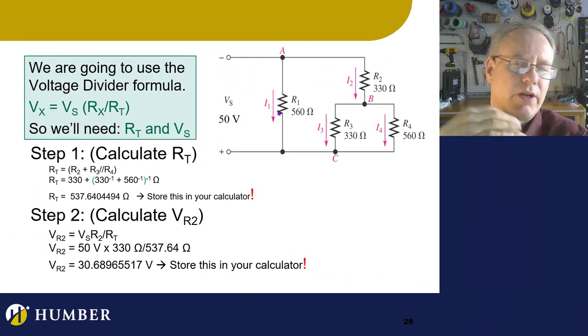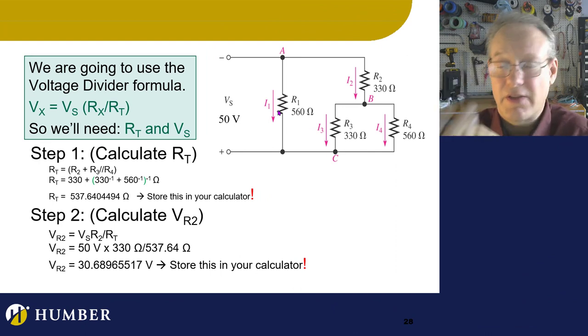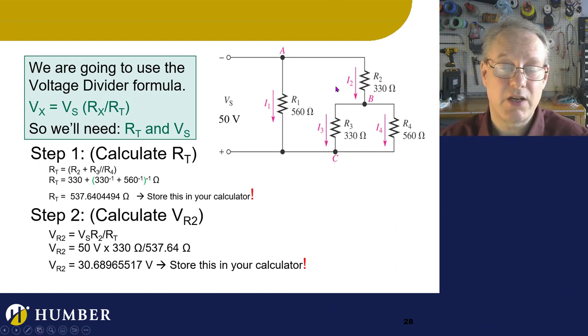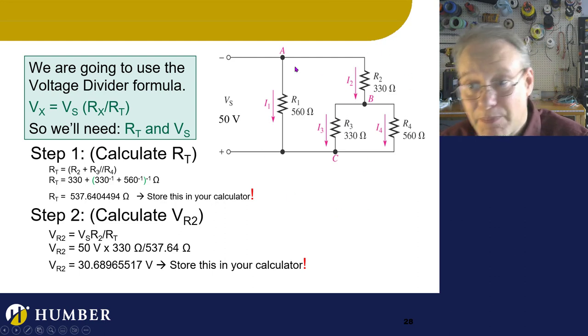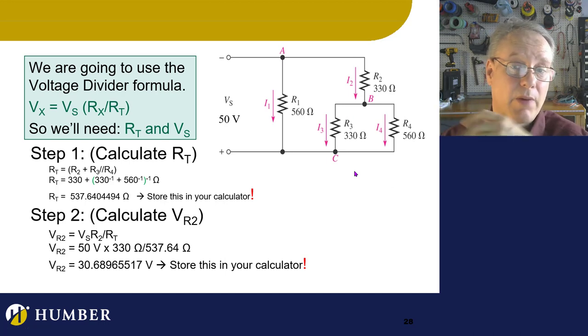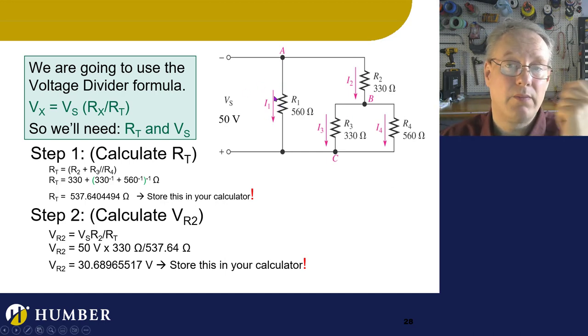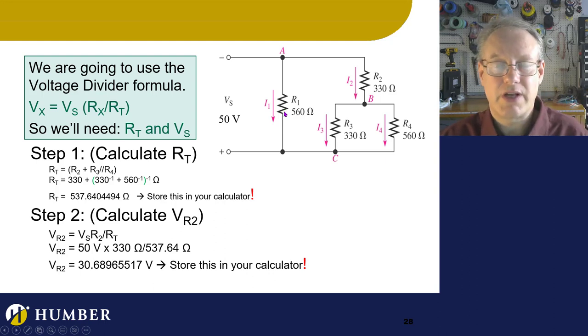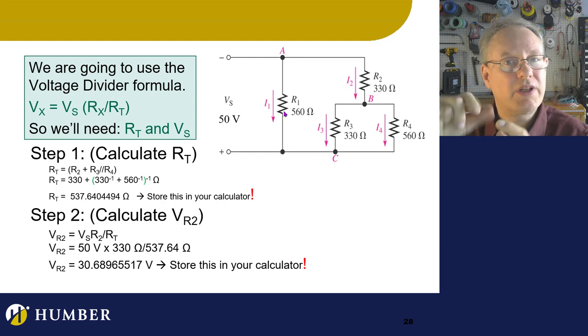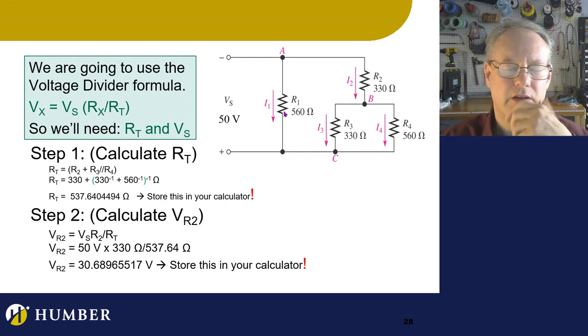Okay, now I want to talk about how to use the voltage divider formula in a series parallel circuit. Specifically, we're going to use this circuit here where we're going to take a look at this branch over here. Because I can't actually use the voltage divider formula to calculate how much voltage is across R1 because it's not dividing the voltage. I have to find the portion of the circuit where voltage is being divided. I think that's a good way of looking at it.